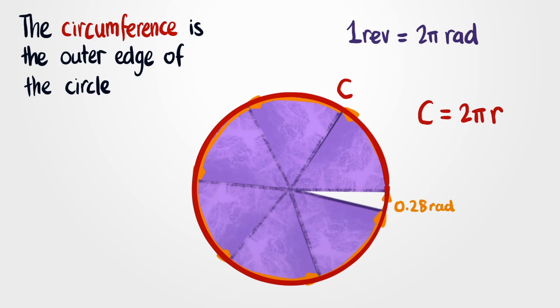Since we know that the radius of a circle is just half its diameter, we can also write this as pi d as well. That means if you increase the radius of the circle, the circumference is going to increase proportionally. So if you double the radius, you're also going to double the circumference. And that completes our discussion on pi, radians, and the circumference.